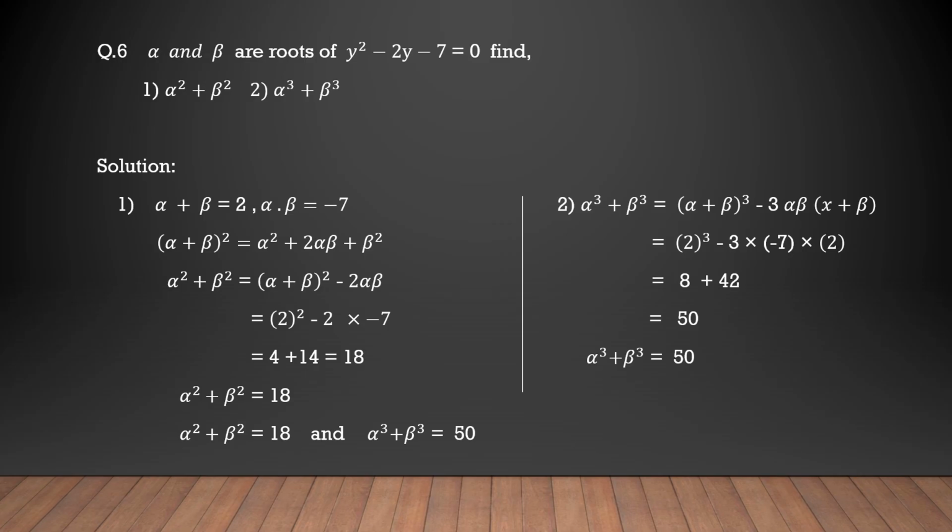In this place, which formula did we use? (a + b) cube is equal to a cube plus b cube plus 3 into a b into (a + b), and we found the value of alpha cube plus beta cube. So alpha square plus beta square is equal to 18 and alpha cube plus beta cube is equal to 15.